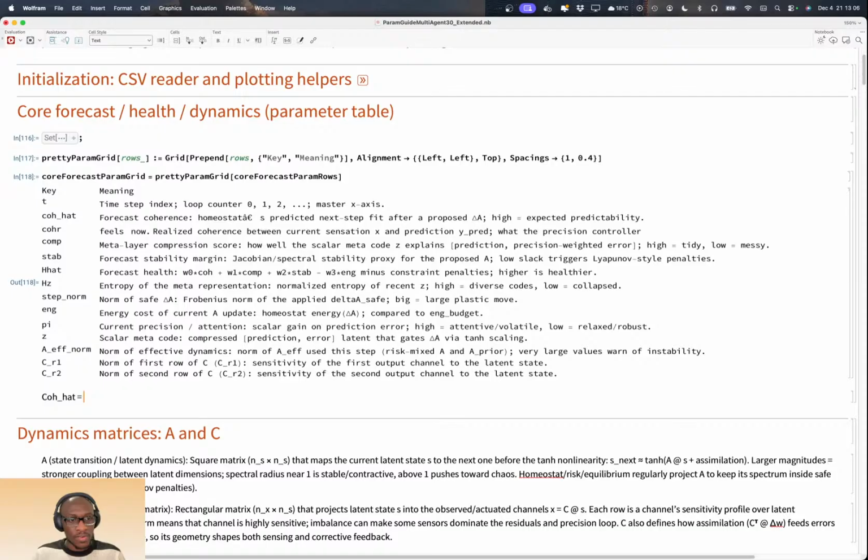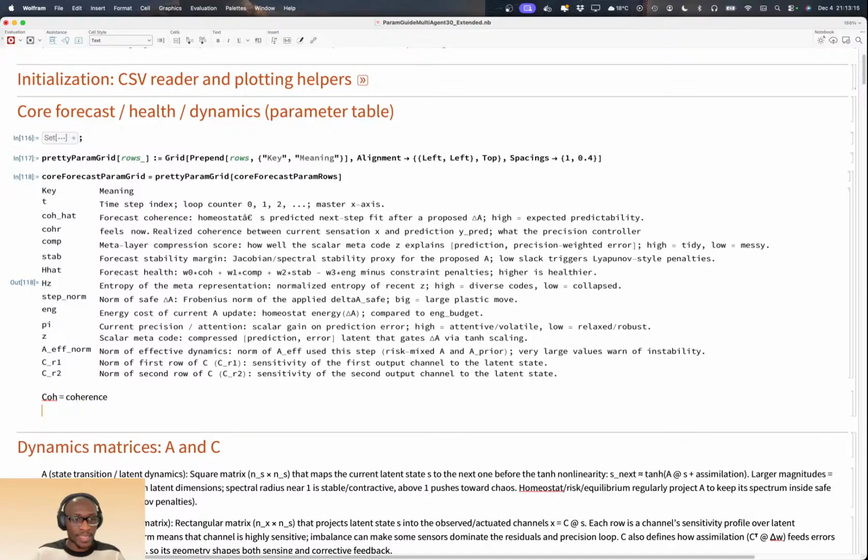So coherent. I mean, so sorry. CH is coherent. Coherence. Then CHR is also coherence, so that it doesn't confuse. But that's the parameter. So coherent, or C or H hat, is the forecast coherence.